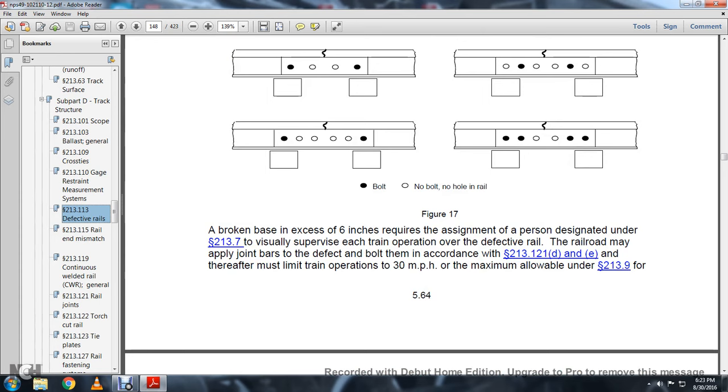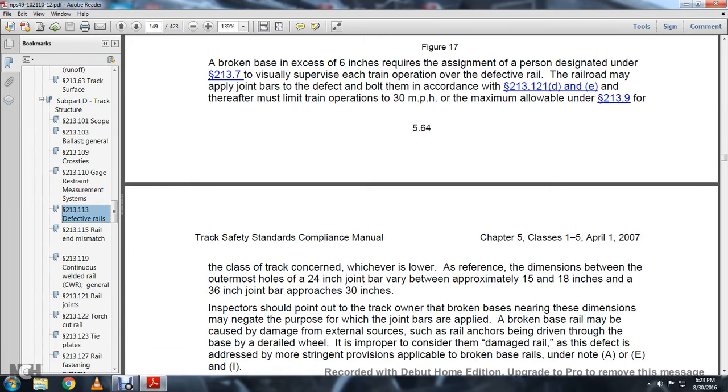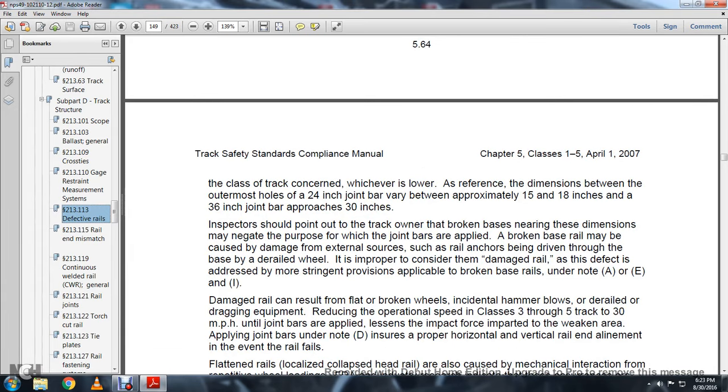A broken base in excess of 6 inches requires an assignment of a person designated under statute 213.7 to visually supervise each train operating over the defective rail. The railroad may apply joint bars to the defective rail in accordance with statute 213.121 D and E, and thereafter must limit train operation to 30 miles an hour or the maximum allowable under 213.9 for the class of track concerned, whichever is lower.